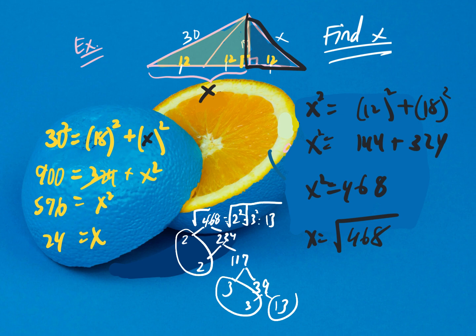So the square root of 468 is the square root of all that, which means the square root of 2 squared times the square root of 3 squared times the square root of 13. And the square root of 2 squared is 2, and the square root of 3 squared is 3, and the square root of 13 is done. It's in simple form. So our final answer, if we write x in simple radical form, is 2 times 3, which is 6, times the square root of 13.